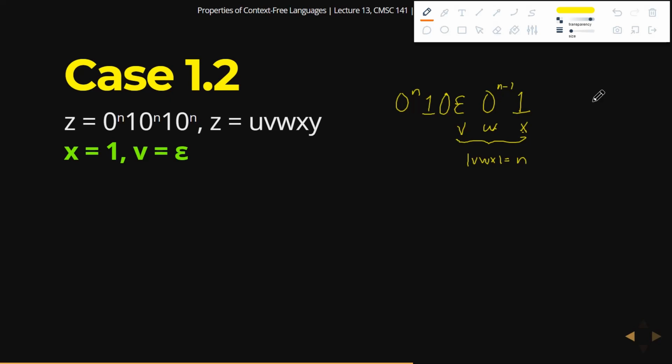Right? So that's 0^n, 1, 0^n, 1, and then 0^n here. So this would have been the u, and this would have been the y. Okay? So that's the breakdown.